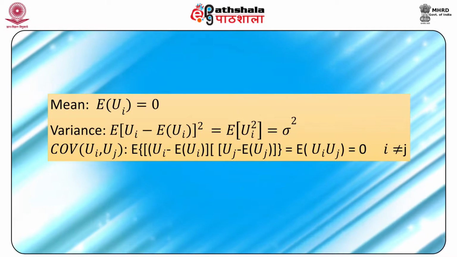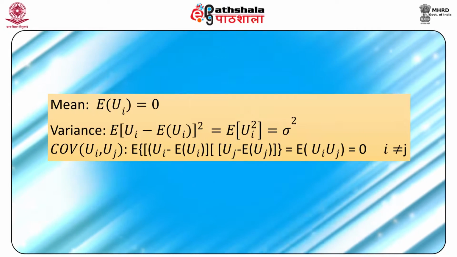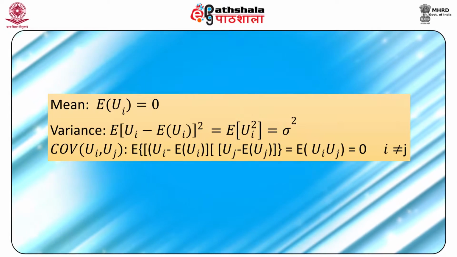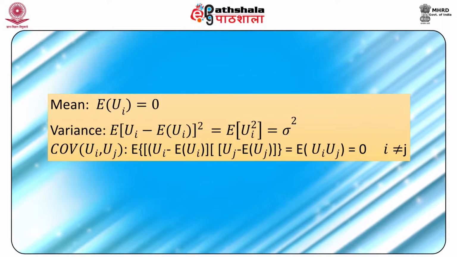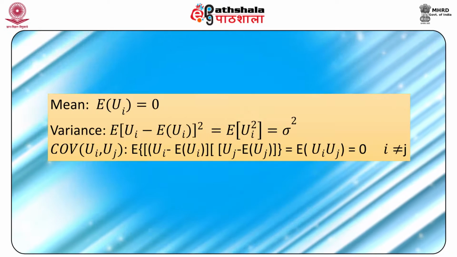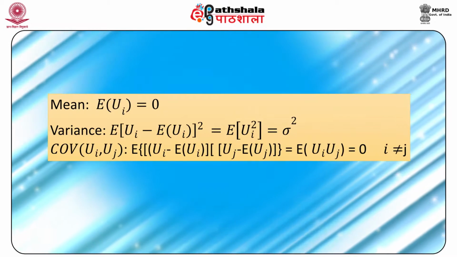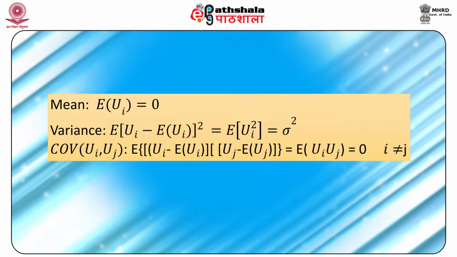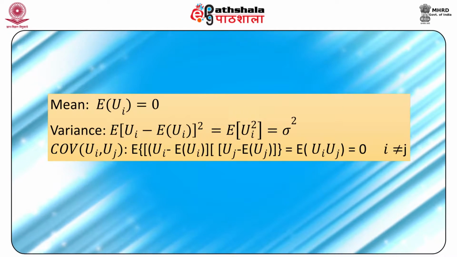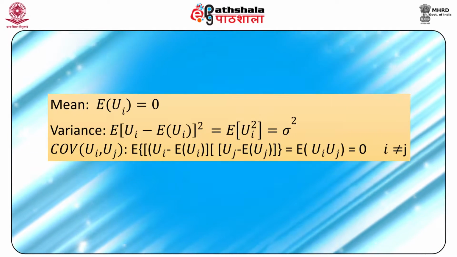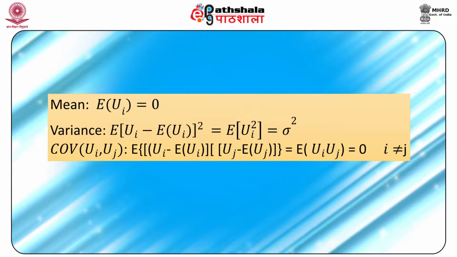And covariance of mu i, mu j, as we did earlier, is equal to the expected value of mu i minus expected value of mu i, into mu j minus expected value of mu j, which is equal to the expected value of mu i mu j, equal to 0, where i is not equal to j, because we are assuming that i and j are not equal. If they are equal, we get variance, and if they are not equal, we get covariance.